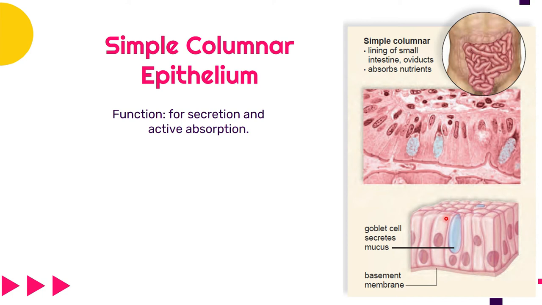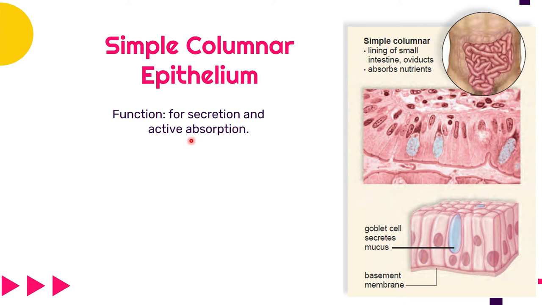And simple columnar epithelium is found in the linings of the small intestine and also the oviduct. Oviduct is another term used for females. Oviducts are found in females, and the oviduct is also known as the fallopian tube. Okay, so simple columnar epithelium, its function is for secretion and absorption.